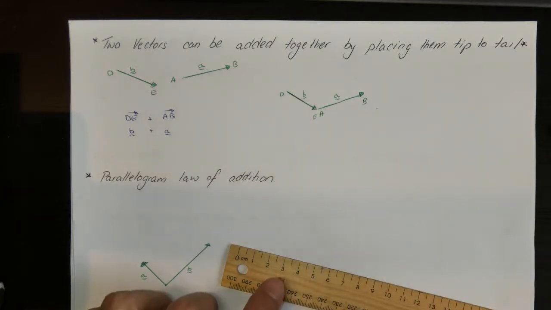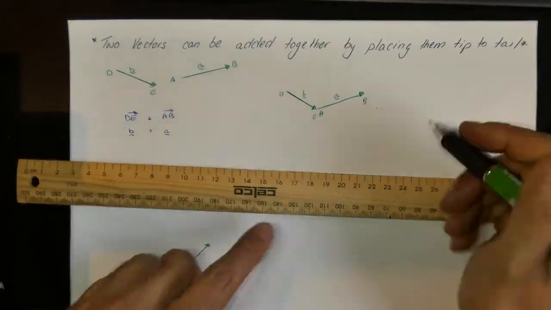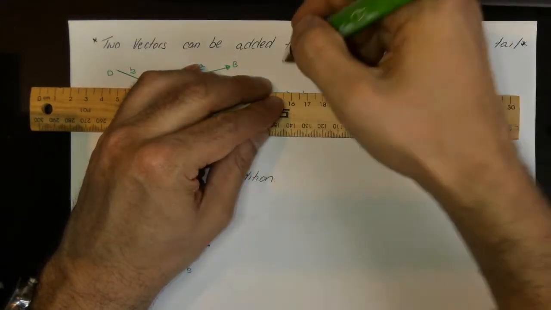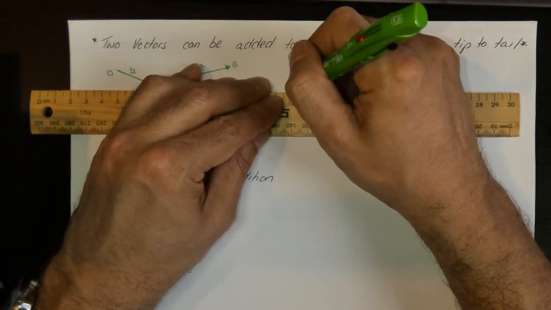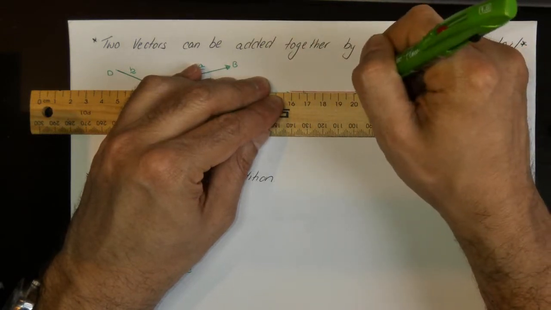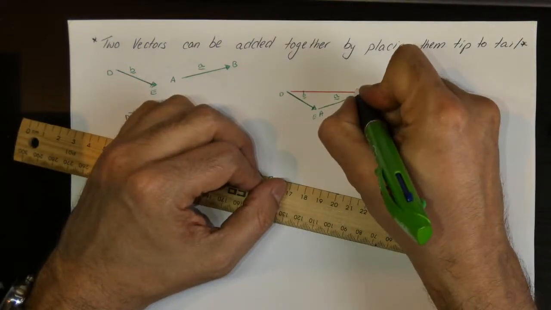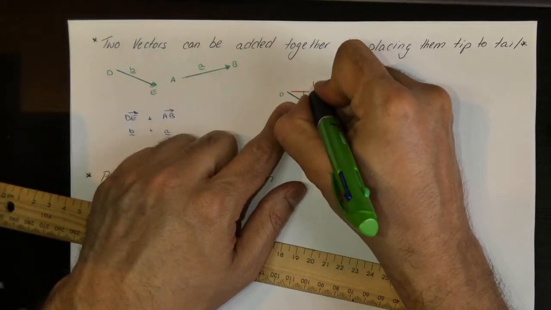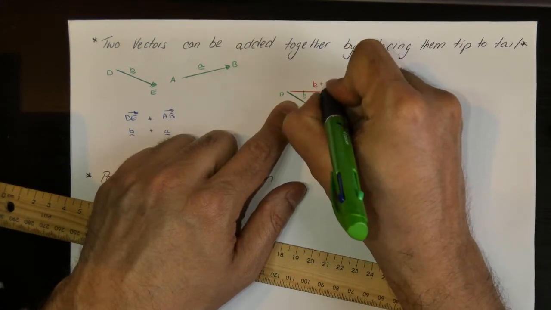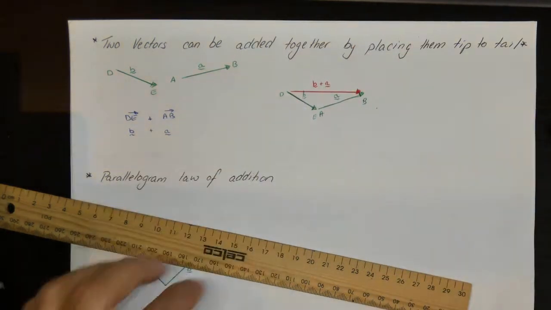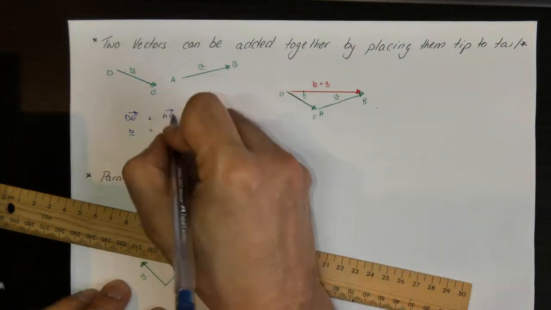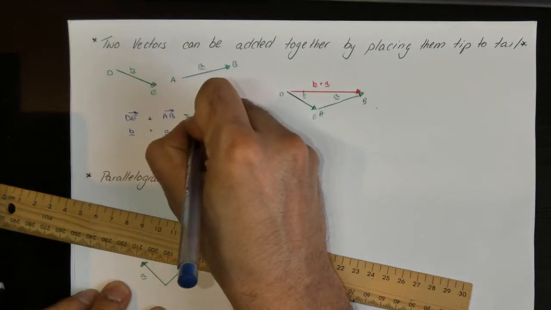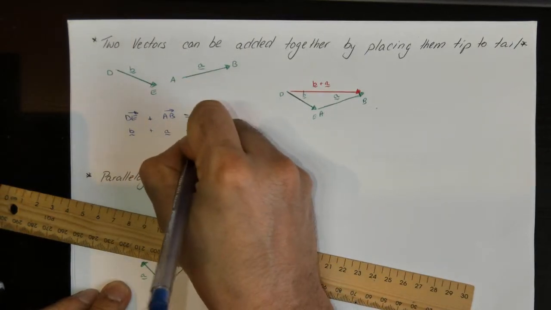So what I'm going to do is add these vectors, and it starts from the tail of the first vector to the tip of the last vector. So what I'm doing is I'm going to add this part. So this becomes B plus A. Yep, and I can write that: DB, which is B plus A.